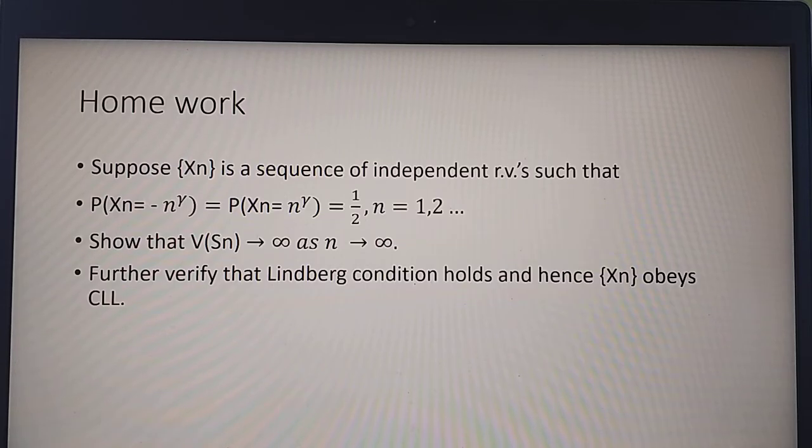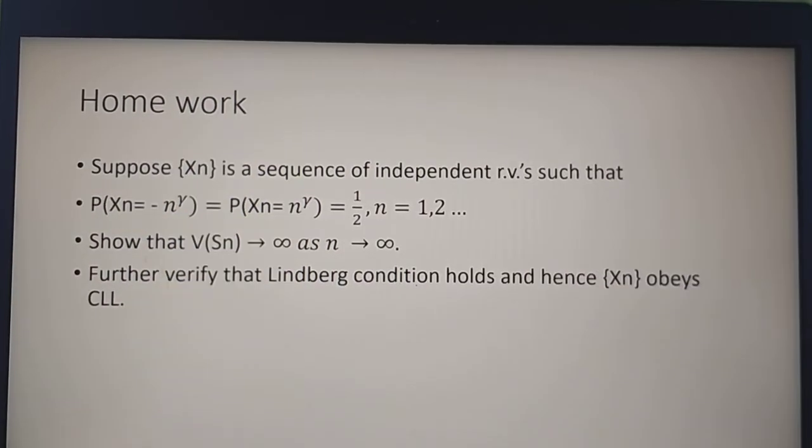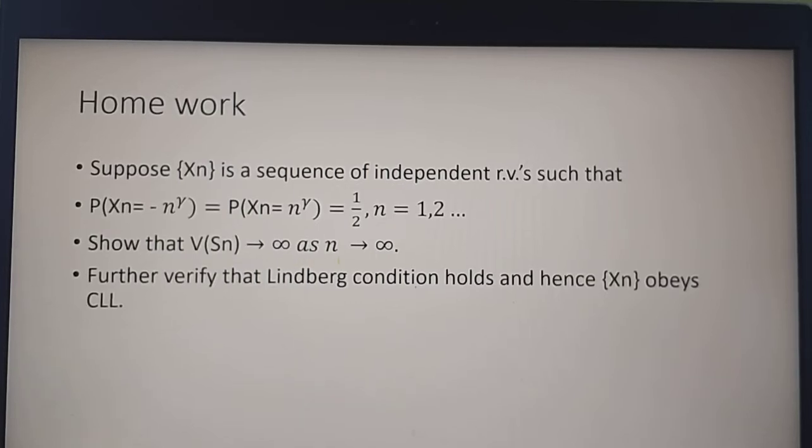Now I'll give you a homework here. Xn is a sequence of independent random variables such that probability Xn is equal to minus n to the power gamma is equal to probability Xn is equal to n to the power gamma is equal to half. Now you have to verify whether this Xn obeys the central limit law or not. First you show that variance of Sn tends to infinity as n tends to infinity. For this, first you compute expectation Sn, after that you compute variance of Sn. From the expression of the variance of Sn, you will easily verify that variance of Sn tends to infinity as n tends to infinity.